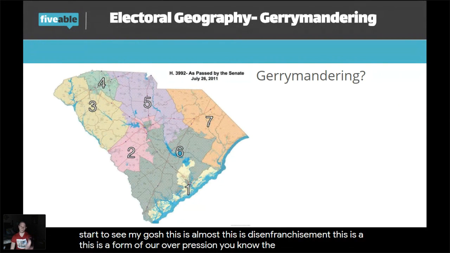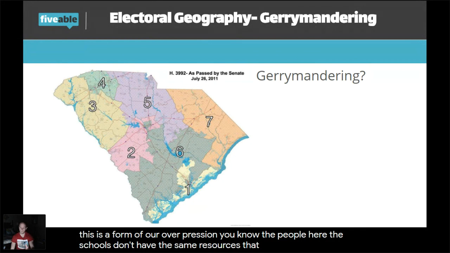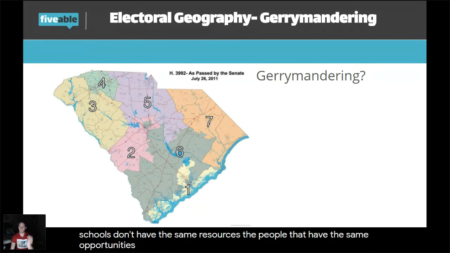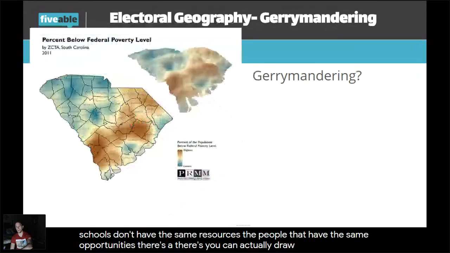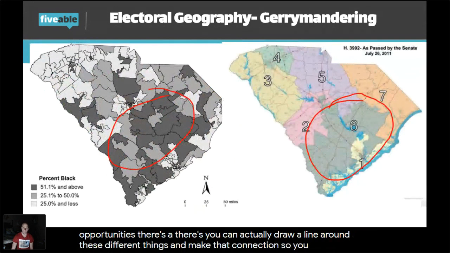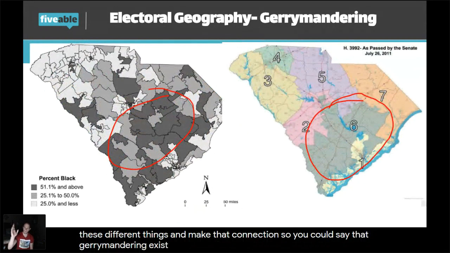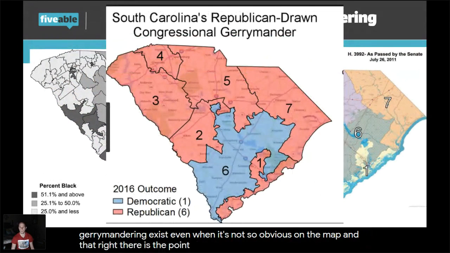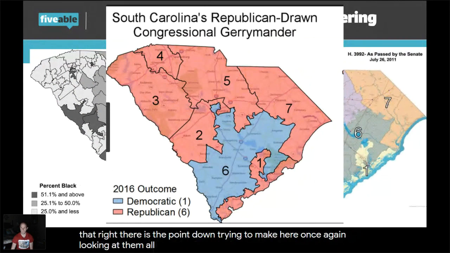The people here, the schools don't have the same resources. The people don't have the same opportunities. You can actually draw a line around these different things and make that connection. So you could say that gerrymandering exists even when it's not so obvious on the map. And that there is the point that I'm trying to make here. Once again, looking at them all together. All right.